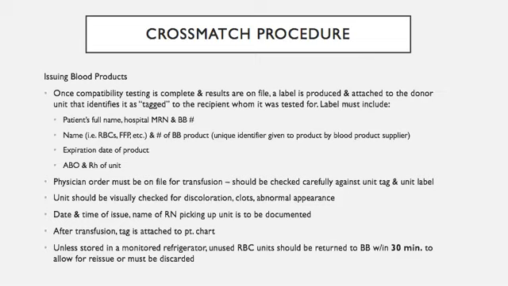We have to check it carefully against the unit tag and the unit label. So when the nurse comes to pick up that unit for that patient, we go through all of those checks side by side. They have to bring some type of identification for that patient that we compare to the information that we have on the patient. So I'm reading off the patient's name, their medical record number, their ABO-RH, then we go through the donor unit number and double check against the unit's ABO-RH. There are all these checks put in place.